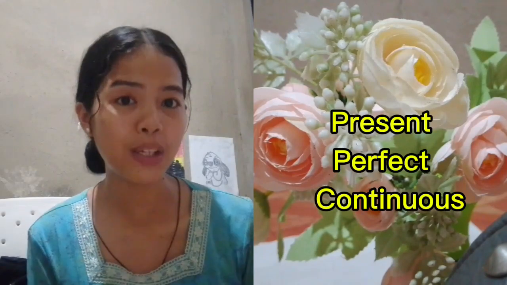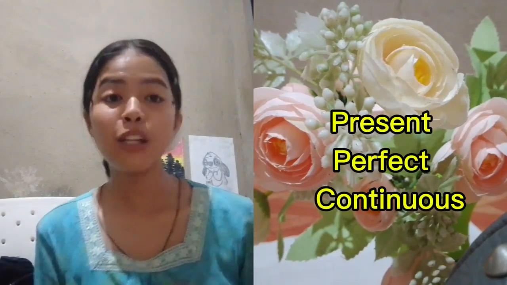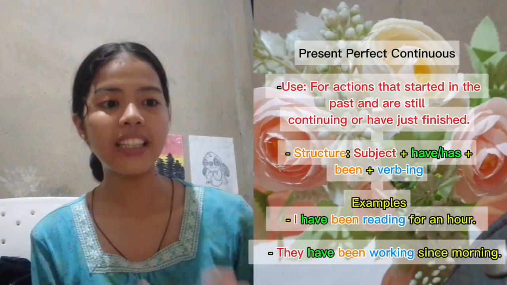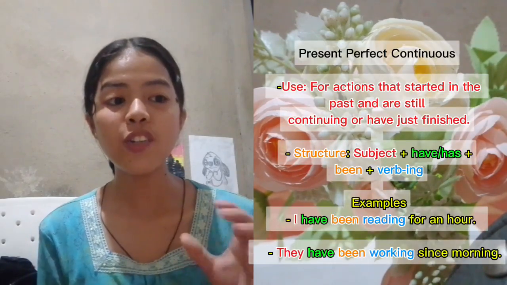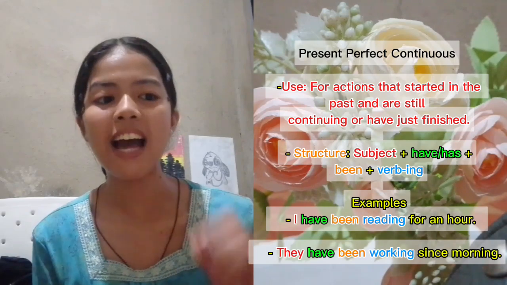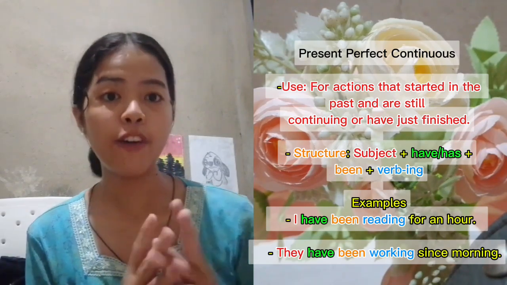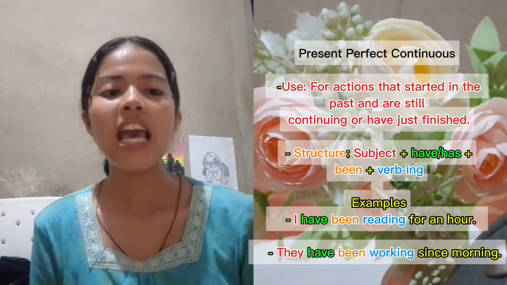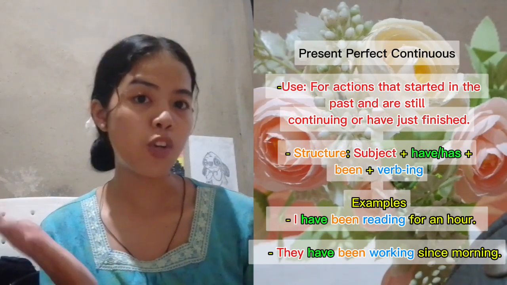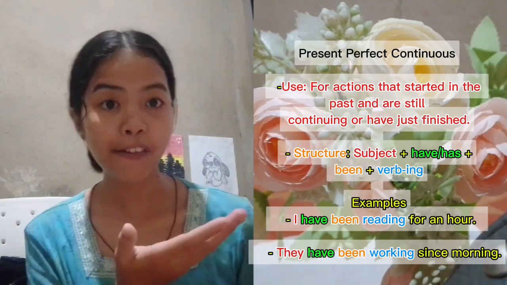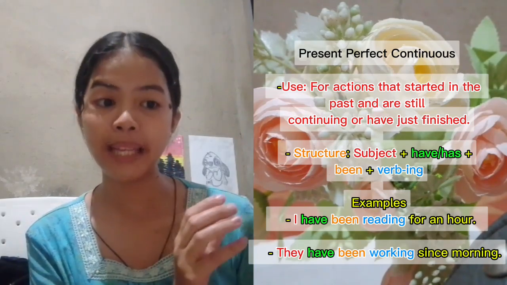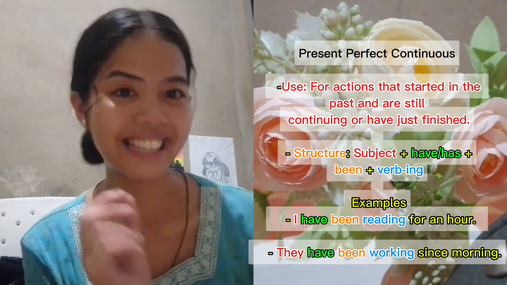Okay, the next present tense is the present perfect continuous. Okay, present perfect continuous is used for actions that started in the past and are still continuing or have just finished. So the structure follows: subject plus have or has plus been plus verb plus ing.